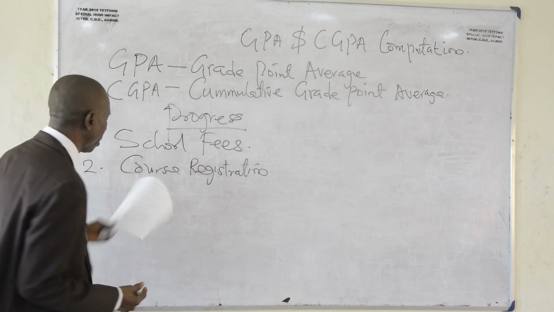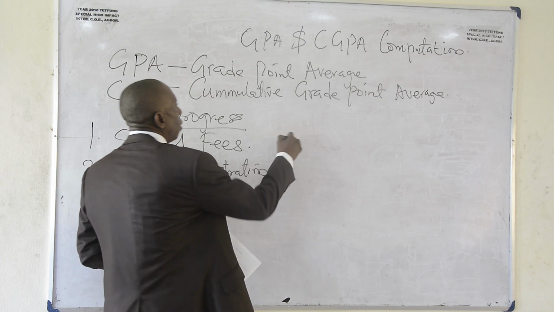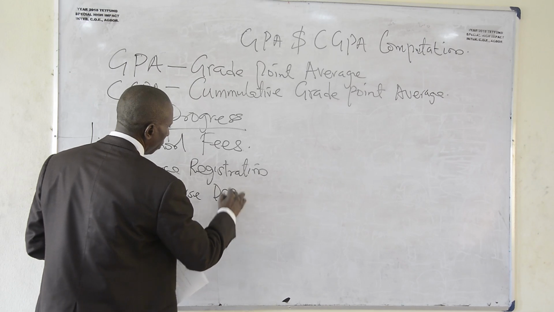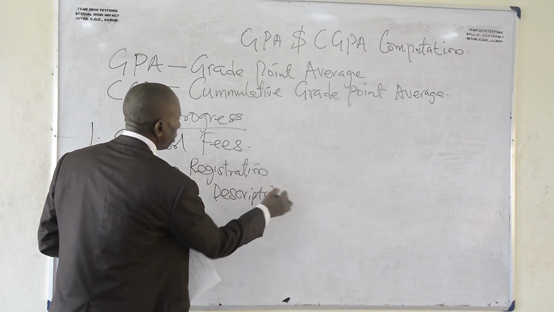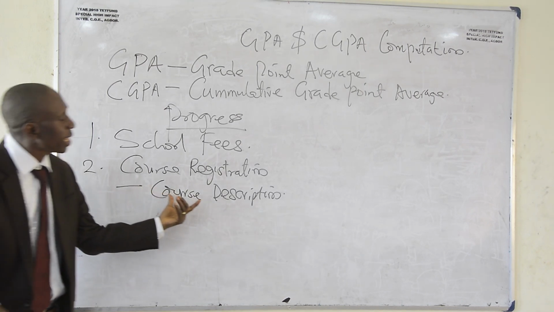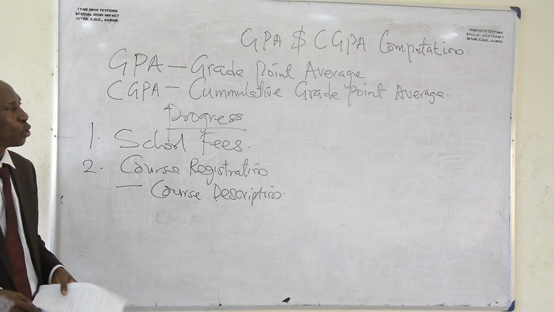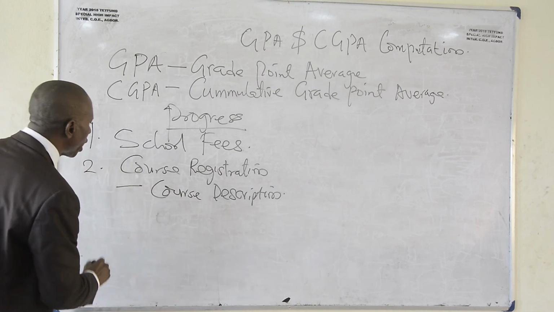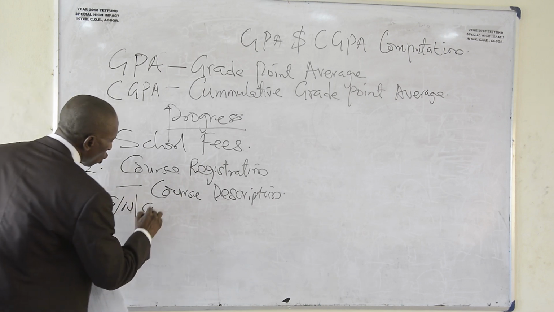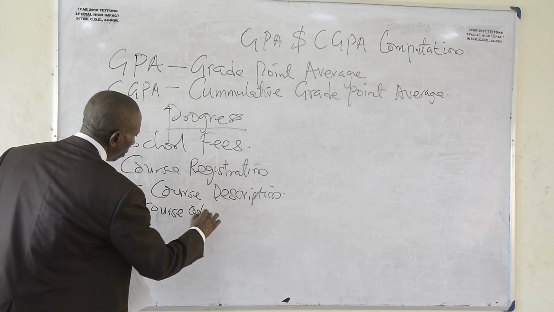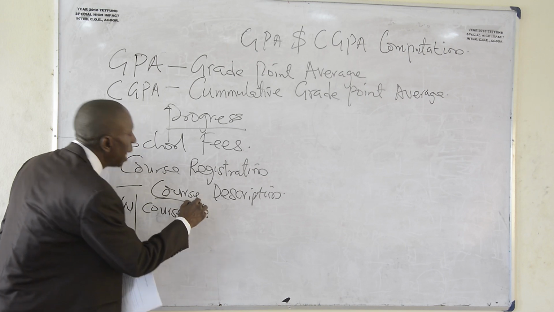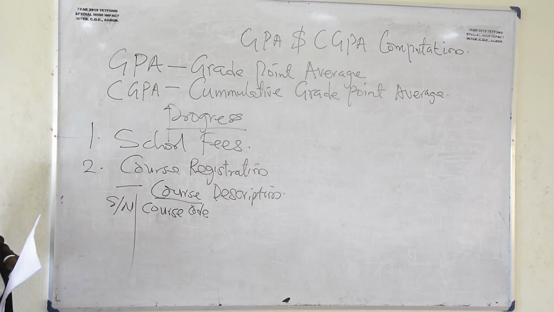And one of them is that you have to know what we call course description. Because the courses you are going to register are described with certain items or codes. For your course description, you have the following items. Course code. The course code is an abbreviation that is given to any of the courses you are going to register.